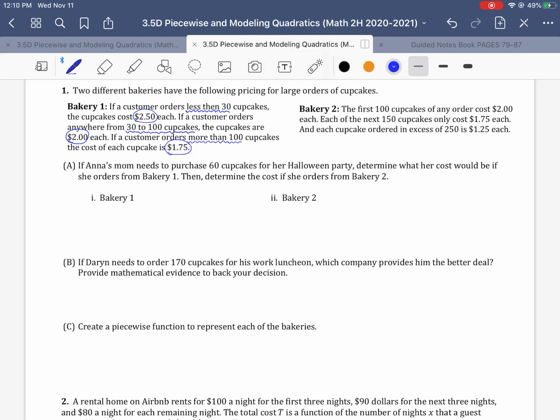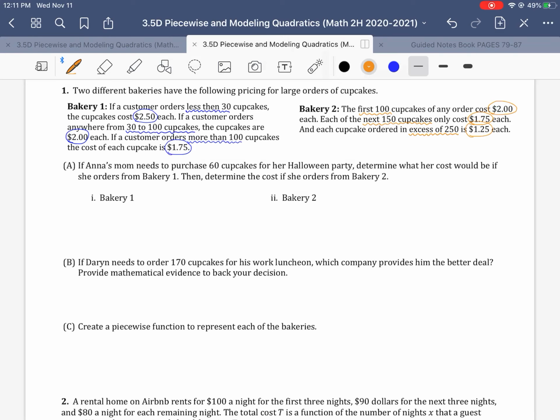So just read through it, interpret. You may even want to try this out before you watch the video, see if you can make sense of it. Bakery 2, so the first 100 of any order are going to cost $2. Each of the next 150, so that would mean if we order more than 100 but less than 250, they're going to be $1.75 each. And each cupcake ordered in excess of 250 is going to be $1.25. Okay, so there's our information.